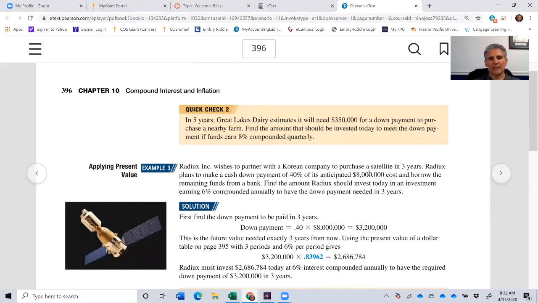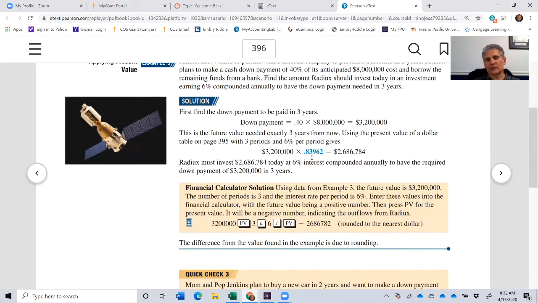We'll go back to our page. 0.83962 is our factor, multiplied not by the 8 million, but only by the 3,200,000. That's 40%. We figured that out just a bit ago. So what they need to deposit today in a bank account, earning 6% in 3 years, is $2,686,784.